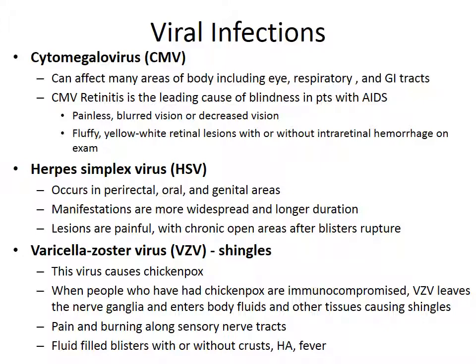Herpes simplex virus, or HSV, occurs in perirectal, oral, and genital areas. Manifestations are more widespread and of longer duration, and lesions are painful, with chronic open areas after the blisters rupture.